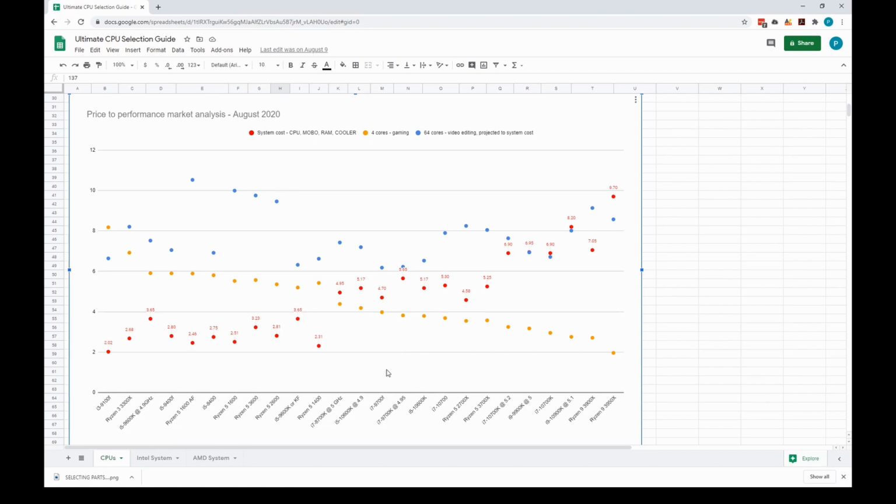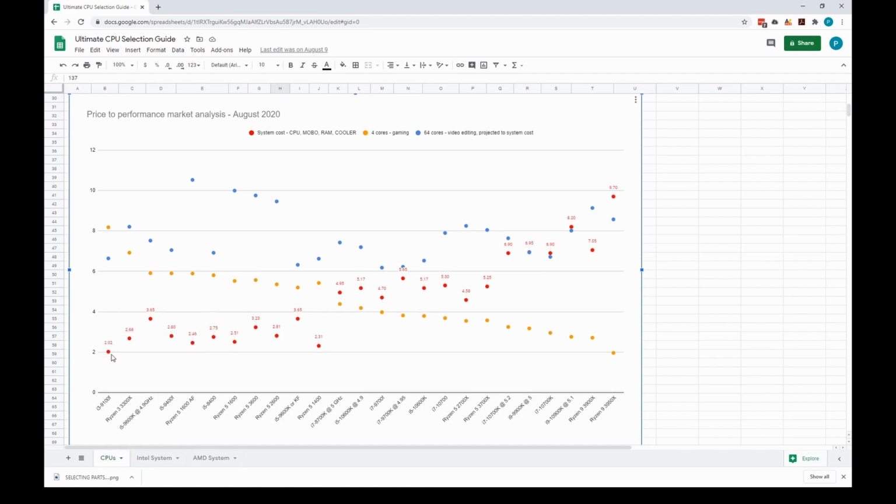So I created this graph, and I'm going to go over all of these orange, red, and blue dots so that you can understand what is what. This is a price to performance market analysis, and it is good for August 2020. Okay, so let's just get into it.